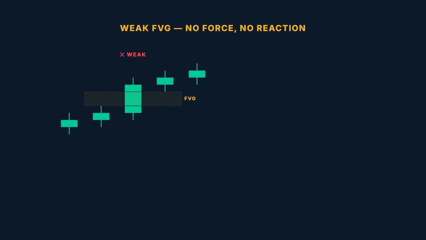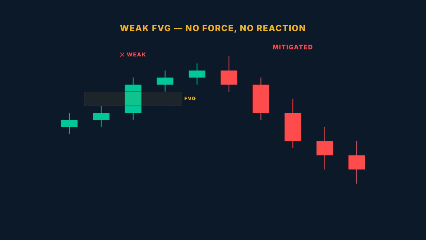Displacement signals institutional intent behind the move. When price creates a fair value gap in the middle of a displacement, that zone carries the weight of the orders that started the move. That is the type of FVG you want to be trading.